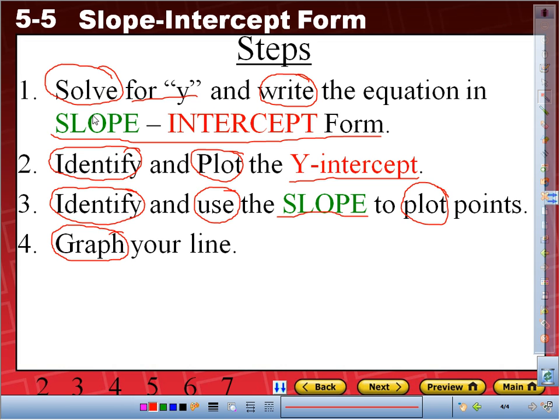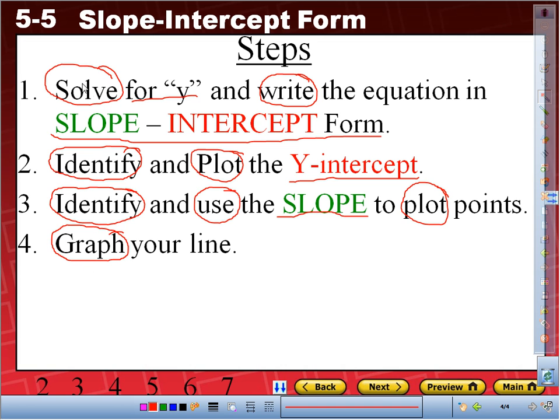So once again, 4 easy steps. Step 1, we're going to solve for y and write the equation in slope-intercept form. Step 2, identify and plot the y-intercept. Step 3, identify and use the slope to plot points. And step 4, graph. Step 1, solve for y and write a slope-intercept form equation. Step 2, identify and plot your y-intercept. Step 3, identify and use the slope to plot points. And step 4, graph your line.